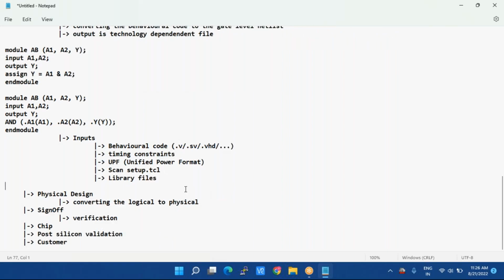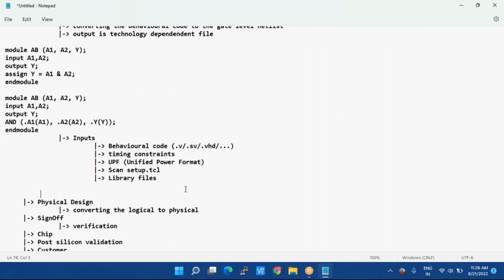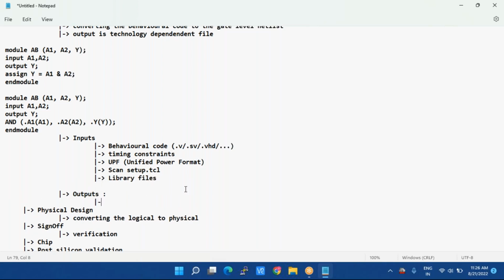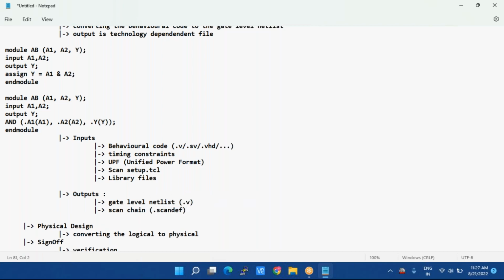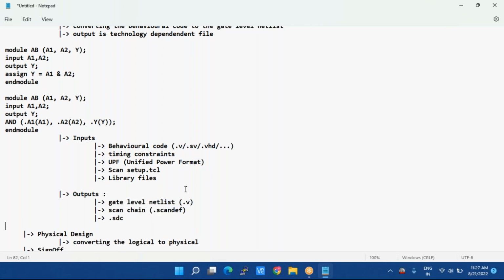Now the output files from the synthesis will be your gate level netlist, which will be in only one format, that is .v, and next your scan chain information in the format of scandef, and .sdc, your timing constraints information, and also the UPF file.